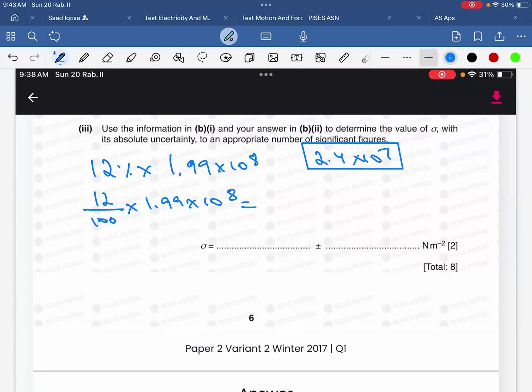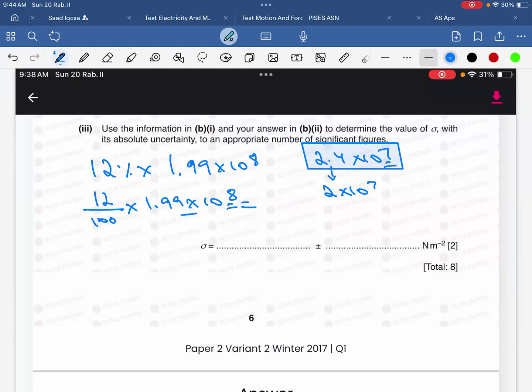Now see the answer and the uncertainty. First of all, they have different exponents. And one thing is we need to round it. 2 into 10 exponent 7. We rounded it to 1 SF only. Okay, now see.